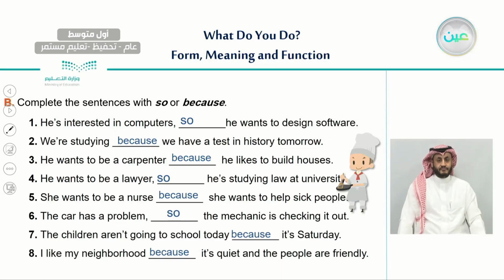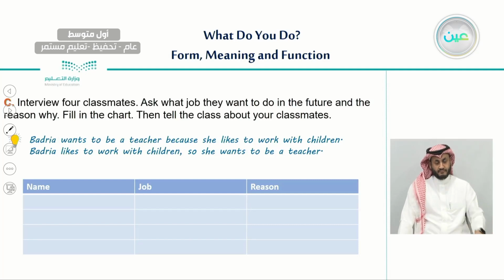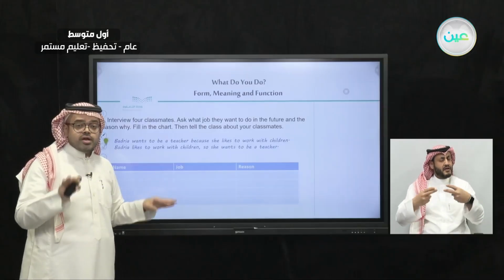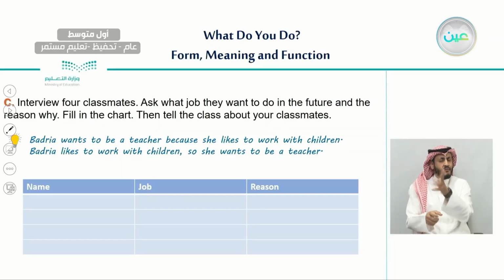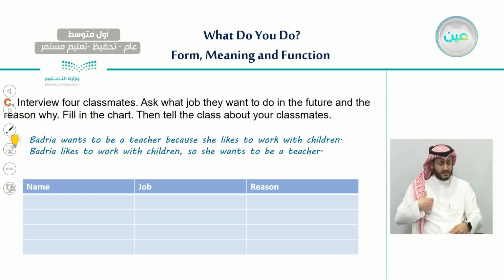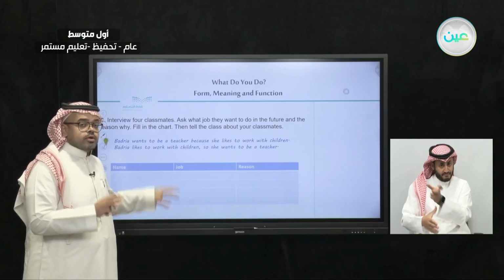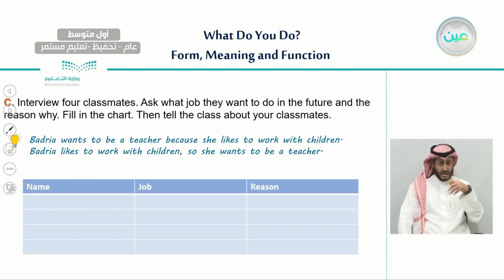So now moving on to exercise number C, which is a very interesting exercise. In this one, you're going to interview 4 classmates, 4 family members if you like, 4 friends. Ask them what job they want to do in the future and the reason why, and try to fill in this chart and then tell the class about your classmates. So what we need to do here is to have a table like this where we write in the beginning the name, the job, and the reason.